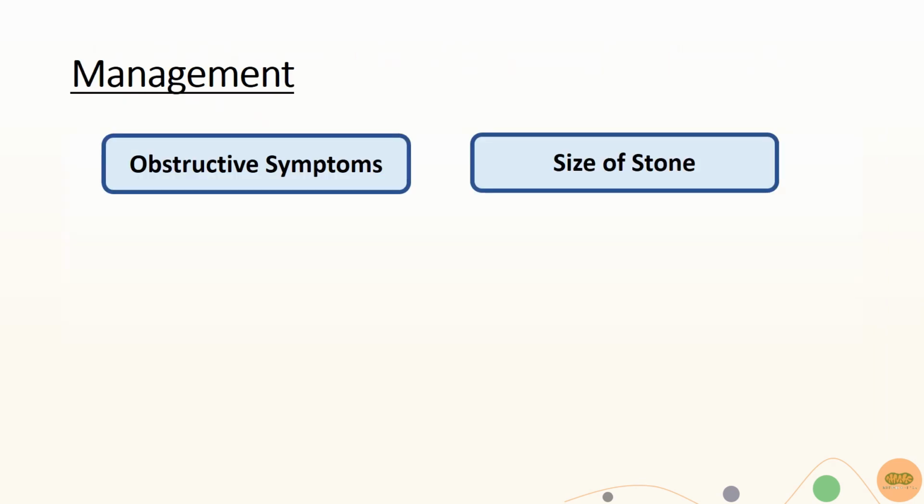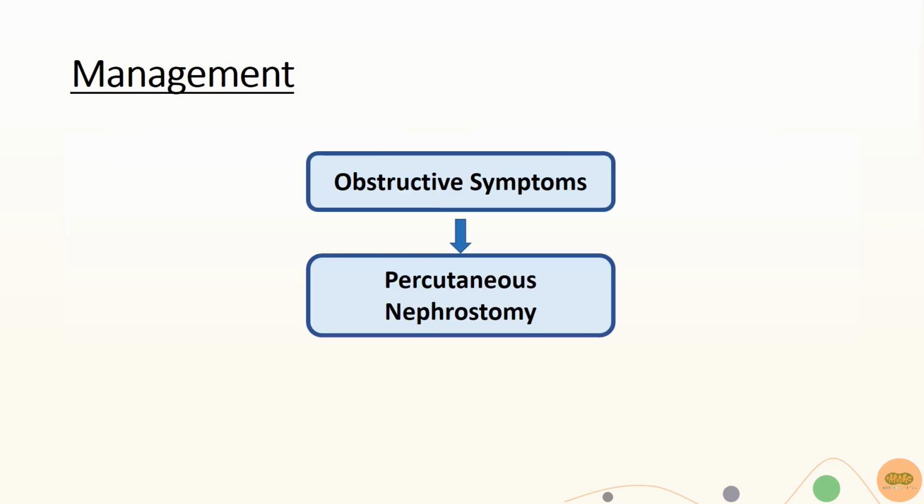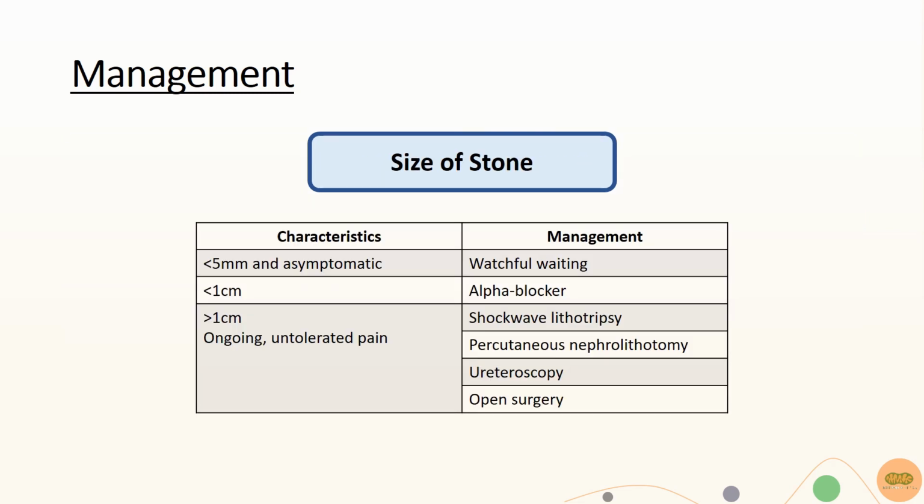Management of urinary stones would depend on two things: presence of complete obstruction and the size of stones. Patients with complete urinary obstruction would need to urgently relieve the blockage via drainage procedures like percutaneous nephrostomy. Management is also influenced by the size of stones. If the size of a stone is less than 5 mm and patient is asymptomatic, watchful waiting is recommended to allow natural passing of the stone.